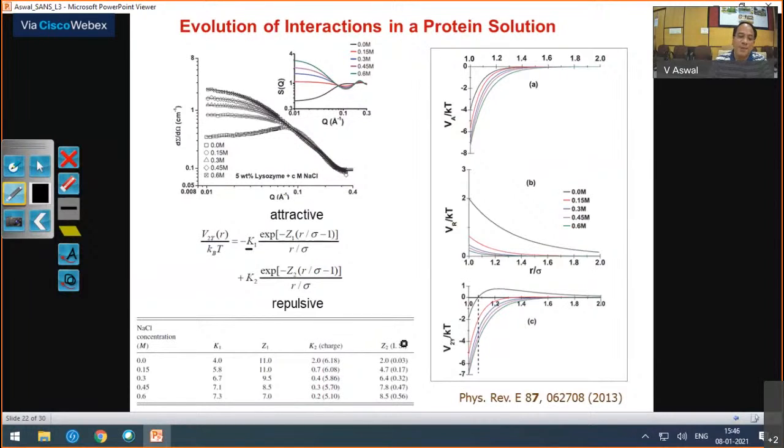And since these are repulsive parts, you can correlate this with the existing theory. Like for the repulsive part of charged particles, you can also assume this as given by the DLVO theory, a Debye-Huckel kind of potential. And then from that, you can see the fitted data. So they fit well to the experimental data.